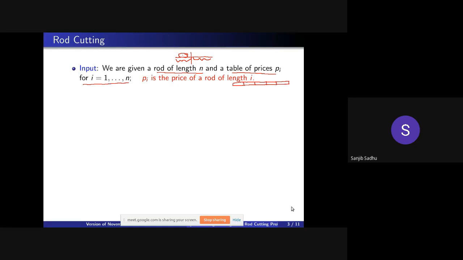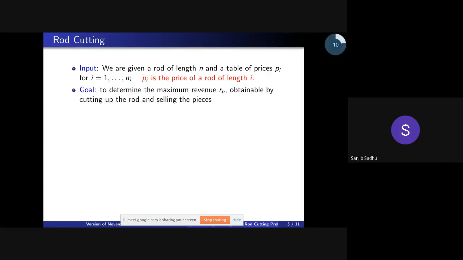Don't think that if the price of a rod of length 1 unit is say C, then the price of a rod of length 2 will be 2C. No, not like that. We are saying that as an input, we have been given a rod of length n and a table of prices p_i. So p_i is the price of a rod of length i, and these are variable. So you need to determine the maximum revenue R_n that you can earn by cutting up the rod and selling the pieces.